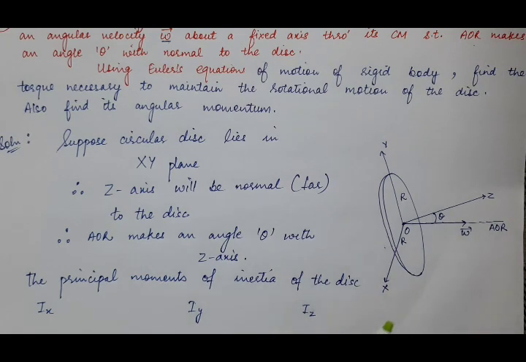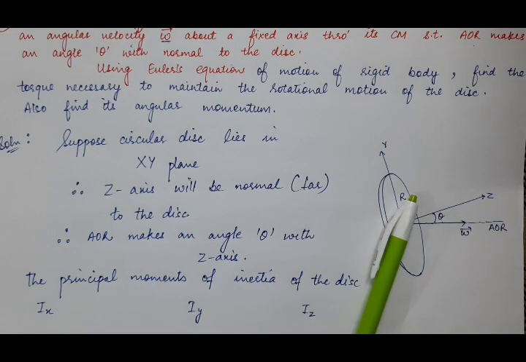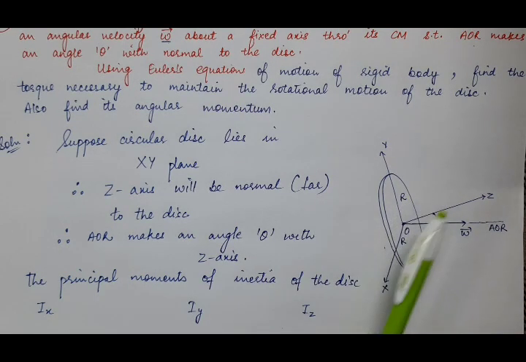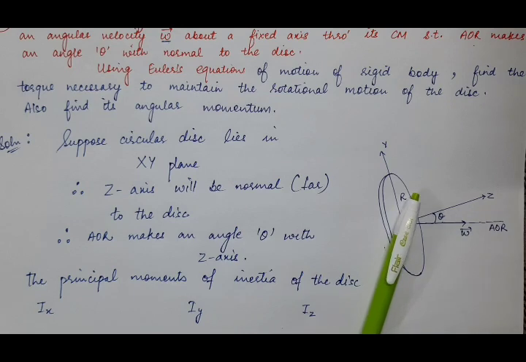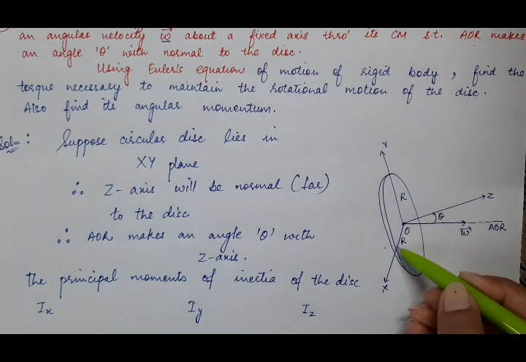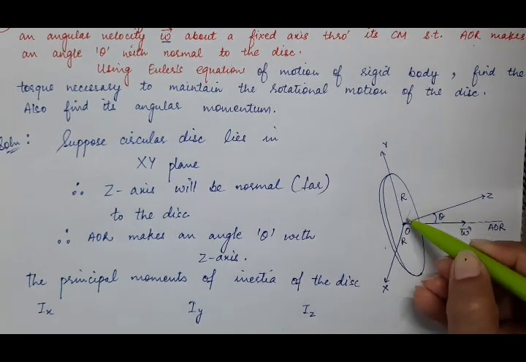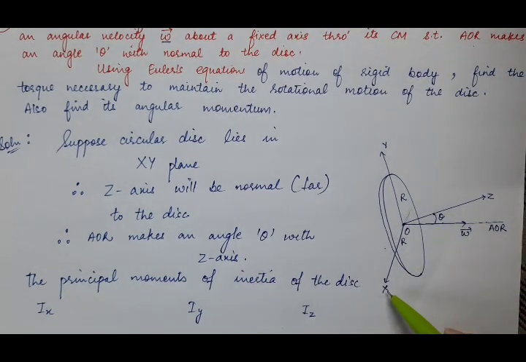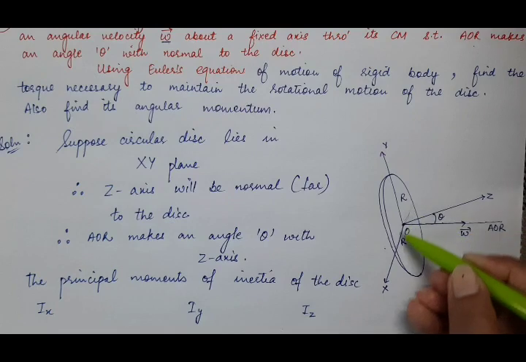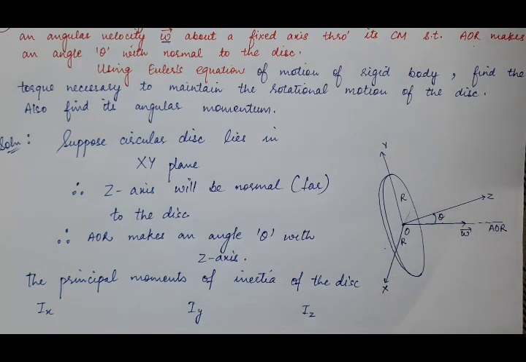As you know, this circular disc lies in the XY plane. So Ix will be the moment of inertia about an axis which passes through one of the diameters of the circular disc. Because this is R, this will also be R. So the moment of inertia about the x-axis will be about the direction of one of the diameters of this circular disc.